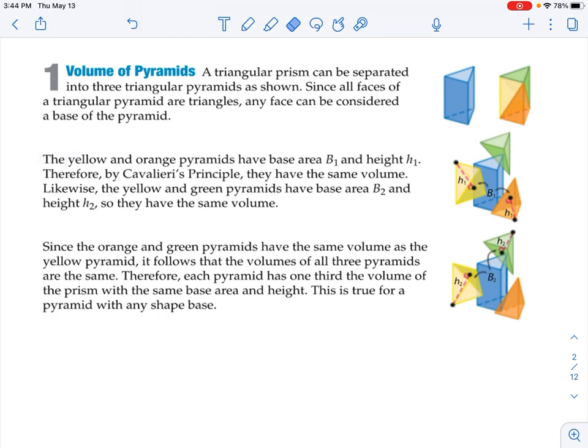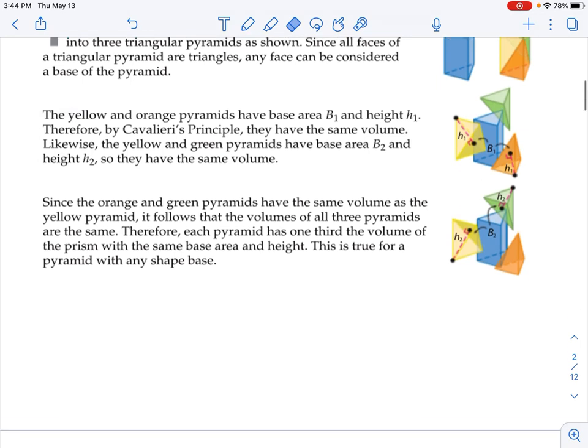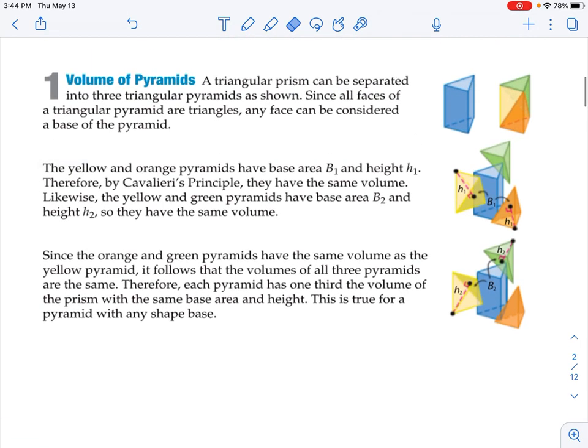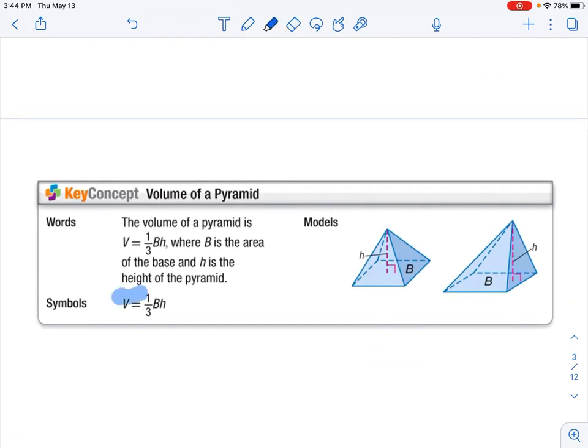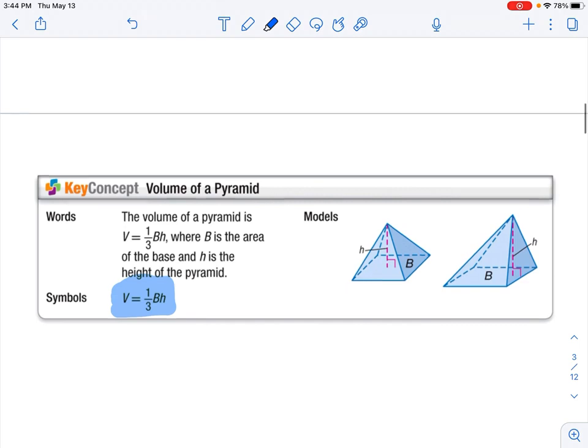Likewise, the yellow and green pyramids have base area B2 and height H2, so they have the same volume. Since the orange and green pyramids have the same volume as the yellow pyramid, it follows that the volumes of all three pyramids are the same. Therefore, each pyramid has 1/3 the volume of the prism with the same base area and height. This is true for a pyramid with any shaped base. So that's where this equation comes from. The volume of a pyramid is 1/3 the area of the base times the height.